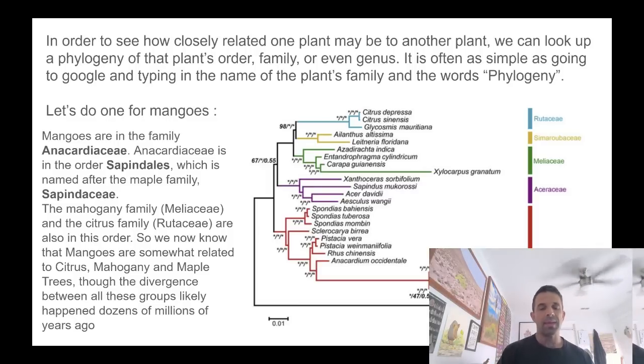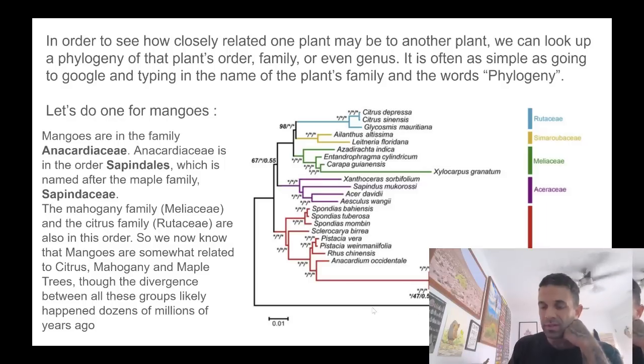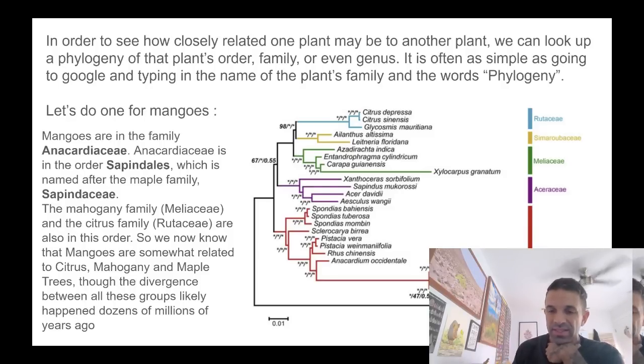Okay, so now we know that mangoes are somewhat related to citrus, mahogany, and maple trees, though the divergence between all these groups likely happened dozens of millions of years ago. All right, and then you've got this outgroup over here that's just something that we use when we're doing phylogenetic studies. But now you have a tree. So this is a cladogram for Anacardiaceae, and for mangoes specifically, it shows what they're related to, the genus Anacardium. And then up here you've got Rhus chinensis, Chinese sumac, and Pistacia, which is the pistachio genus.